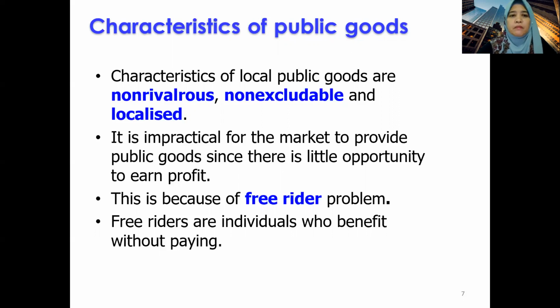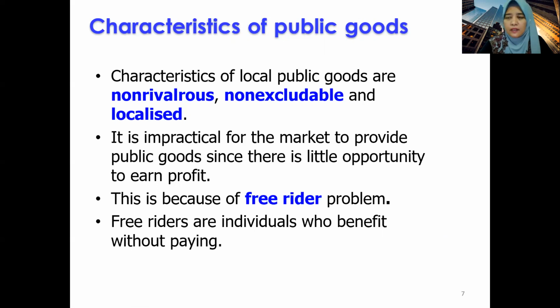Now, it is impractical for the market to provide public goods since there is little opportunity to earn profit. This is because of the free rider problem. What are free riders? Free riders are individuals who benefit without paying. So in the case of education, for instance, just now the example of healthcare. When people get their education from local institutions, they get smarter. They contribute to the economy. They come up with new ideas. They innovate. They make the quality of living higher.